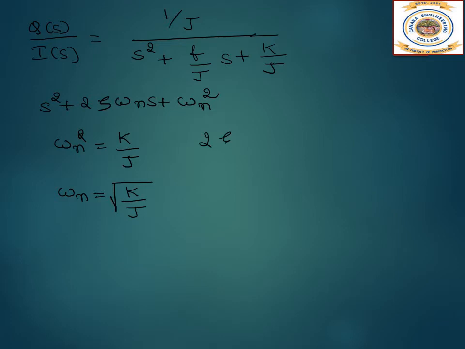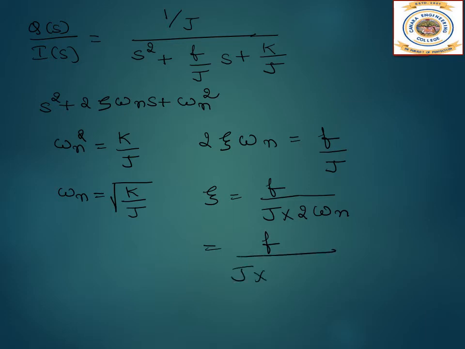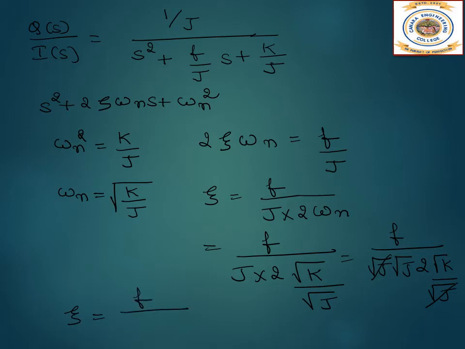Next, 2ζωn will be equal to F/J. So ζ will be equal to F/(J·2ωn), which is F/J into 2 into root K by root J. I can write J as root J times root J, so this will cancel, and I'll get ζ as F/(2√(JK)).